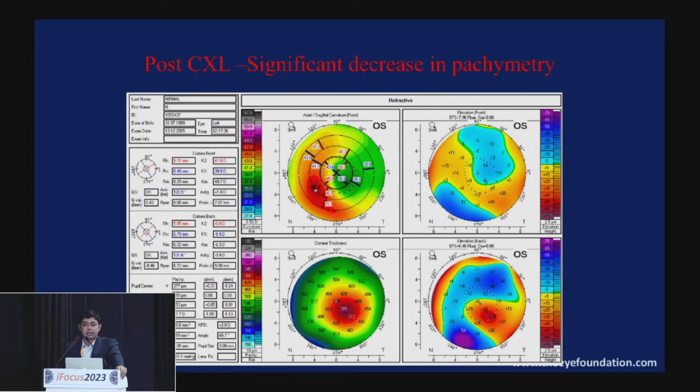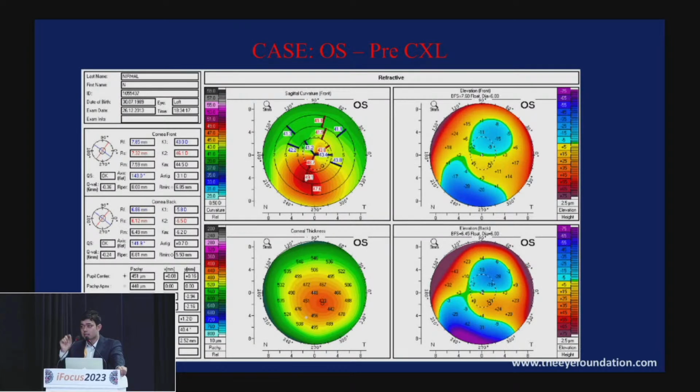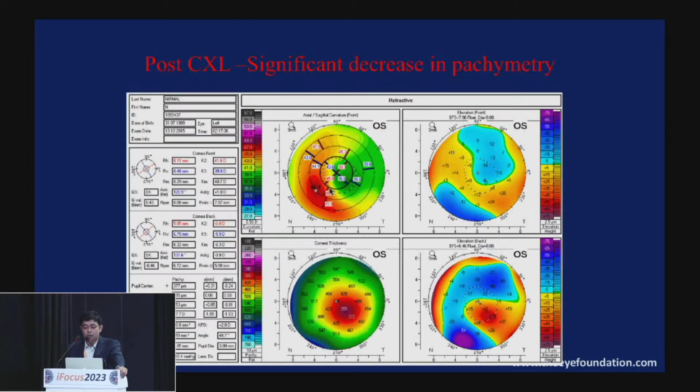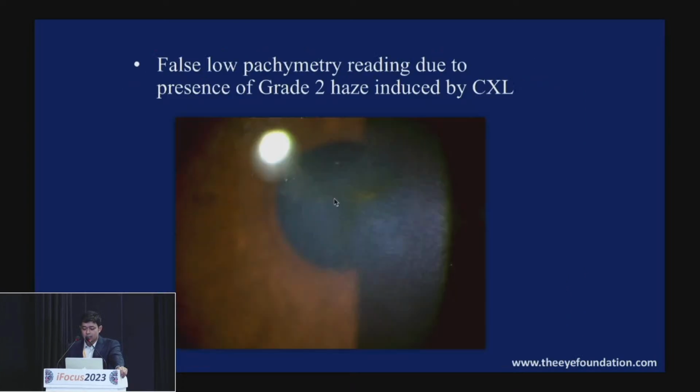So this is progression in keratoconus. The pachymetry is reduced. Does the patient require repeat cross-linking? But if you look at the other maps, that's why I said a single value in isolation is not useful. Look at the curvature of the cornea. It's much steeper here. It's much flatter here. The reason is that the patient has a significant amount of haze induced by the cross-linking itself.